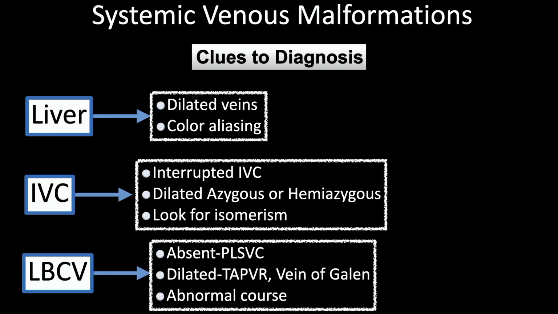The left brachiocephalic vein could be absent in persistent left superior vena cava, or dilated either if you have a brain AV abnormality or in supracardiac total anomalous venous return. And remember, when isolated, if it has an abnormal course, typically this is a normal variant.